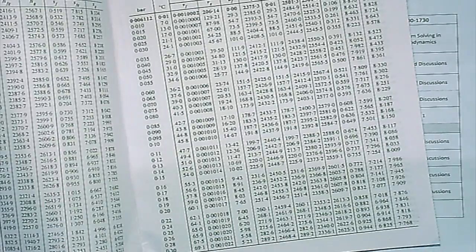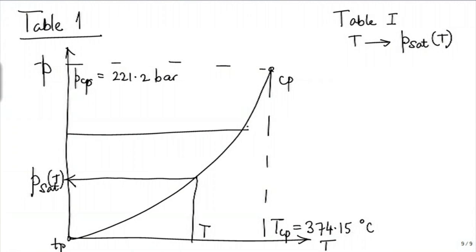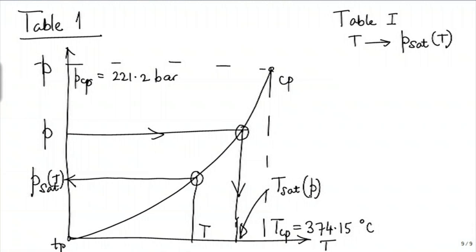In fact, table 2 has the same information as table 1, except that table 2 is for rounded values of pressure. And you can read the saturation temperature for a given pressure. So, given a pressure, if I want to know at what temperature liquid-vapor equilibrium will be available, that temperature is known as the saturation temperature at that pressure, or we can say in colloquial language the boiling point at that pressure.